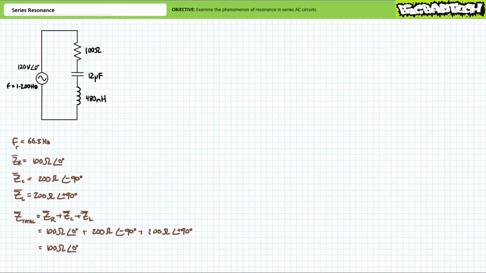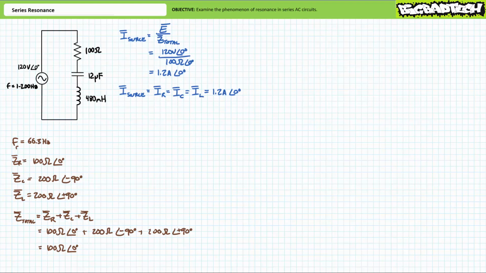Let's now examine current through this series resonant circuit. Given the total impedance has an angle of 0 degrees, we're probably safe to assume that source current will be in phase with supply voltage. Let's see if this is the case. An application of Ohm's law demonstrates source current will be supply voltage over total impedance. Substituting in our given values, we find source current to be 1.2 amps at an angle of 0 degrees. A phase shift of 0 degrees indicates source current is indeed in phase with supply voltage as we anticipated.